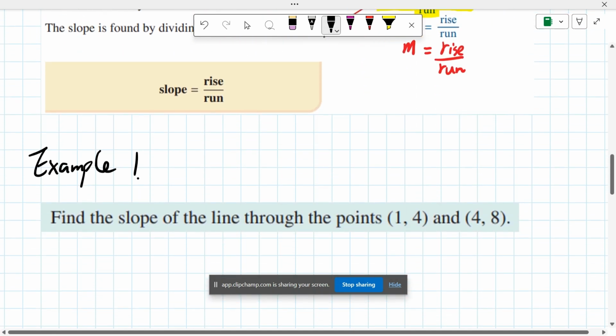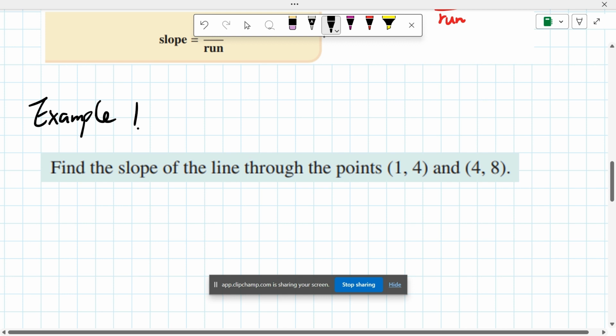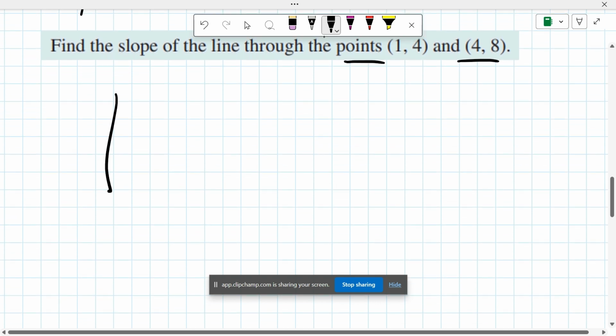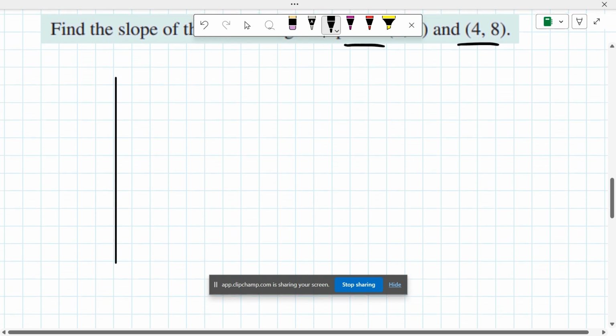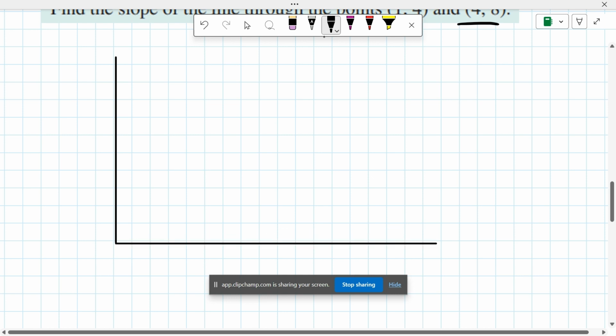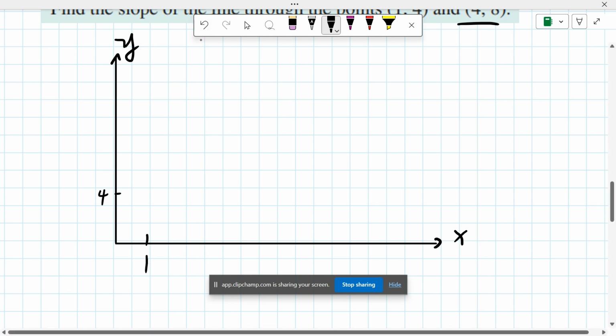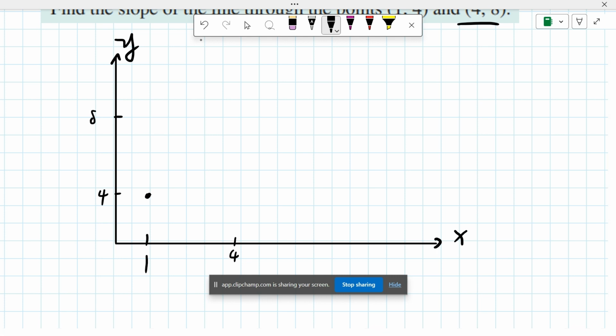All right, let's do a quick example. As long as you have two points, we can draw the two points straight away. Here are my two points, y and x. The first point is 1 and 4. The second point is 4 and 8. Perfect. Now we connect those two points. Now what we do is find the rise and run.